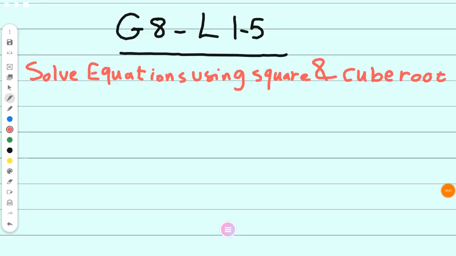Hello everybody. Our lesson today is for grade 8, lesson 1-5: Solve equations using square and cube root.